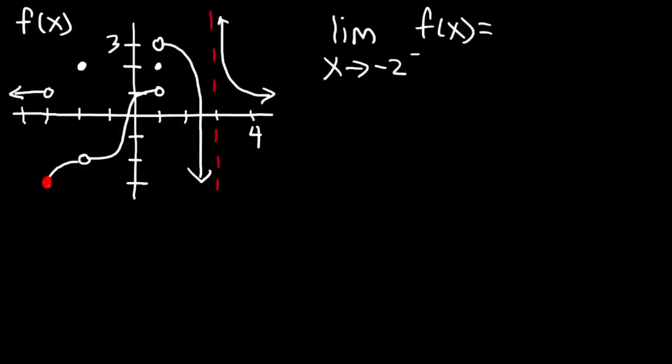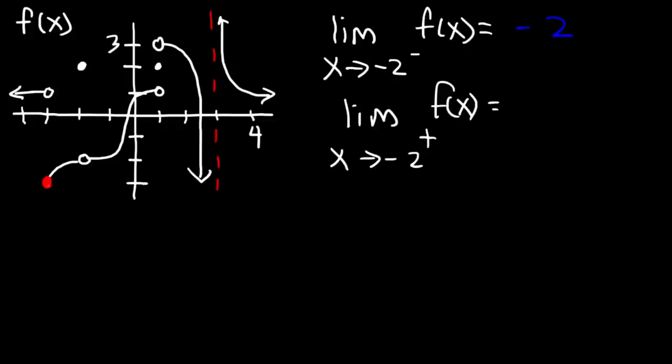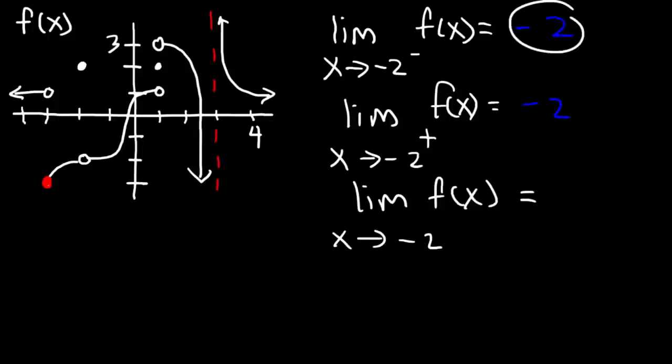So identify the vertical line at negative 2. So we want to approach that line from the left side. So notice that the y value is negative 2. So what is the limit as x approaches negative 2 from the right side? So this time, we want to approach the vertical line from the right, and it points to the same value, negative 2. So therefore, the limit as x approaches negative 2 from either side does exist, because these two, they match. So therefore, it's going to be negative 2.